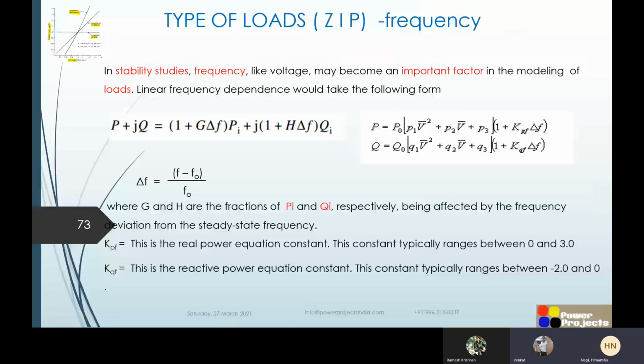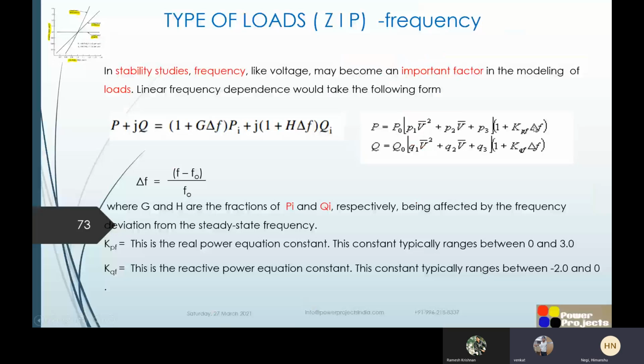It will come in the fault conditions, and during load addition or load rejection. When that happens in a real time system, there will be a change in frequency throughout the system. Whenever there is a change in frequency, this load has to be changed with respect to the frequency. That is why they have come up with the model to match that scenario.